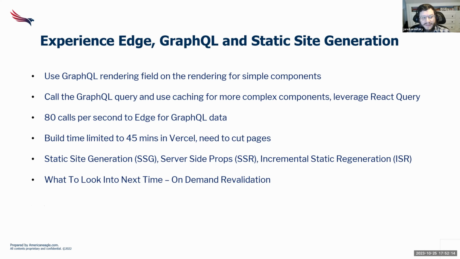Something to note is you only can have 80 calls per second to Edge for your GraphQL data. That's a hard limit in Sitecore. You will encounter that during your build process. You could encounter that just while people are navigating to your site.